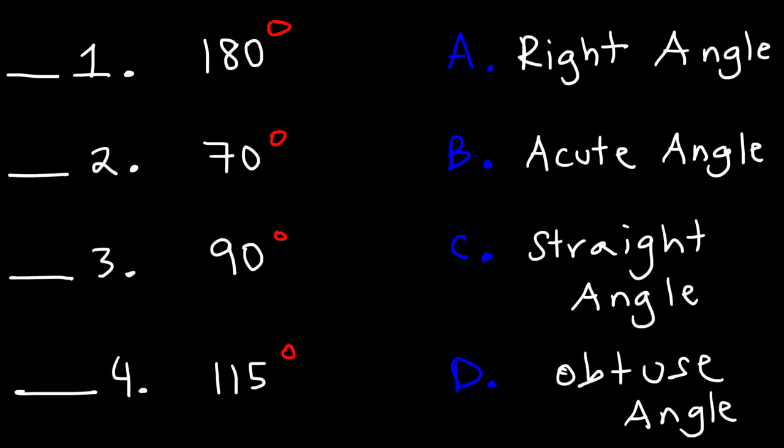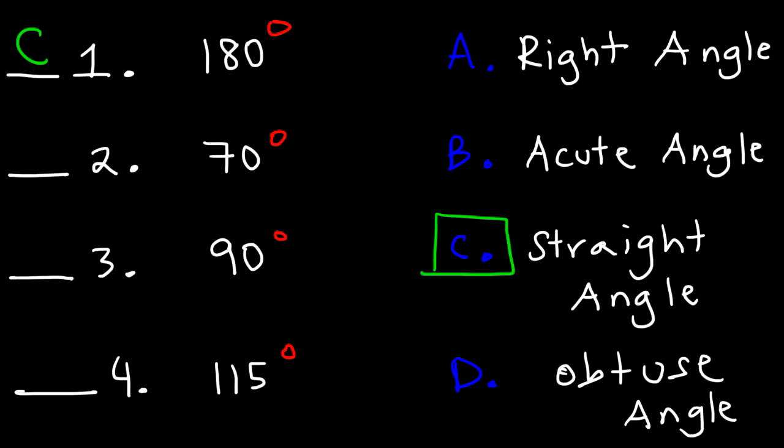So let's start with number one. So if we have an angle of 180 degrees, which answer choice does that correspond to? Is that a right angle? Is it acute? Is it a straight angle or an obtuse angle? If it's exactly 180, then it is a straight angle. So therefore, number one is answer choice C.